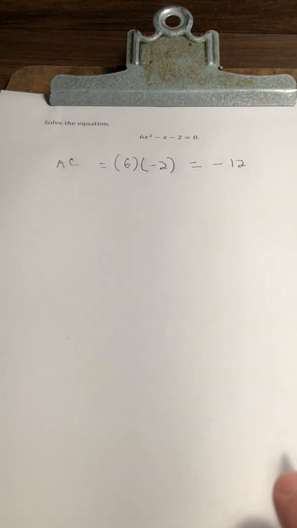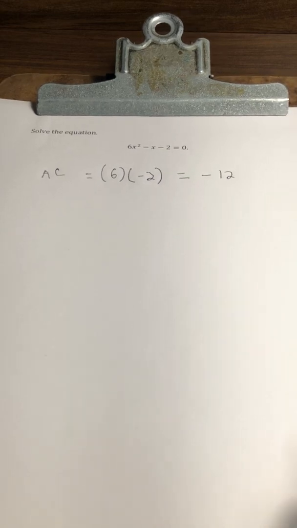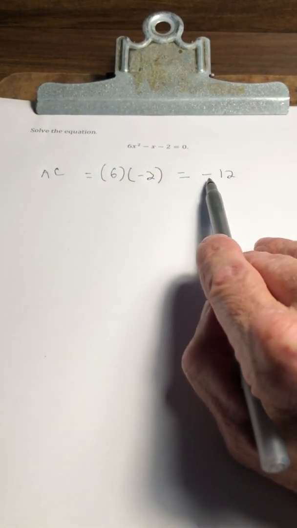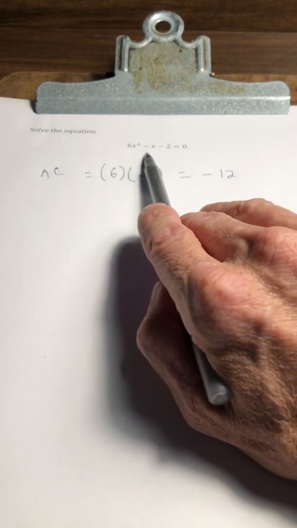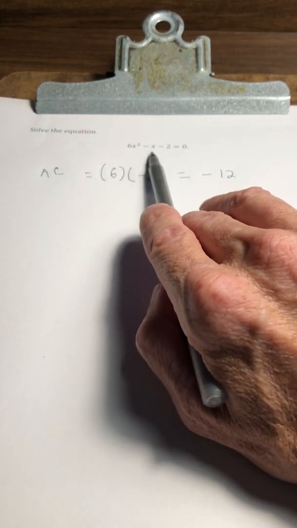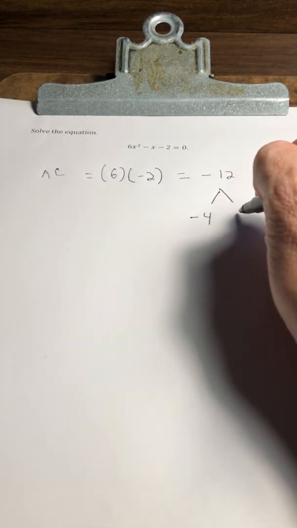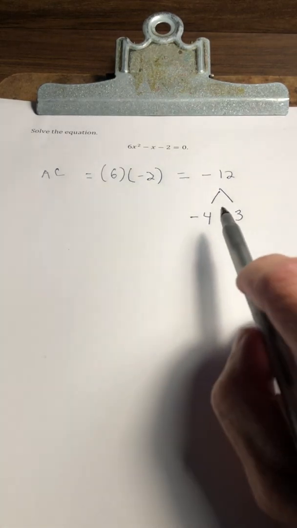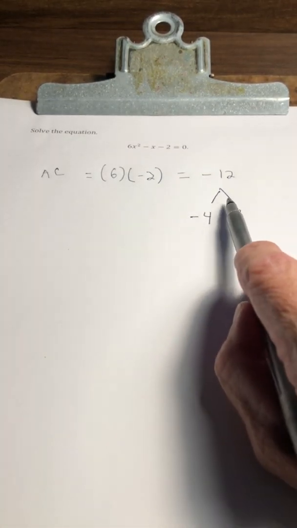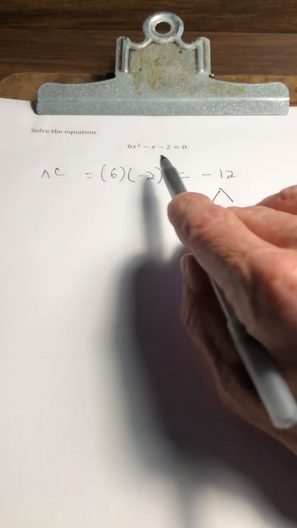Now, what we need are two numbers that multiply to give us negative 12, but add up to negative 1. The coefficient of the middle term is negative 1. So think about factors of negative 12, and you realize the numbers that we want are negative 4 and 3. Notice that negative 4 times 3 is negative 12, and negative 4 plus 3 is negative 1.